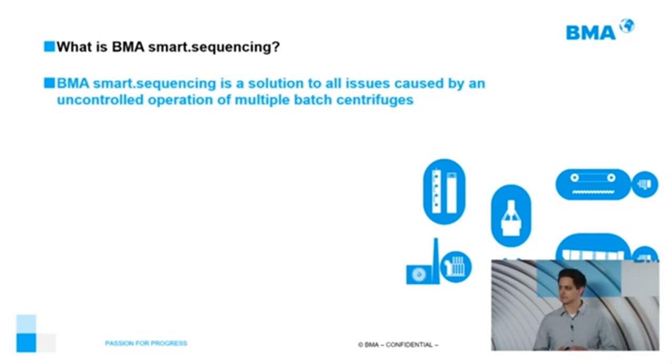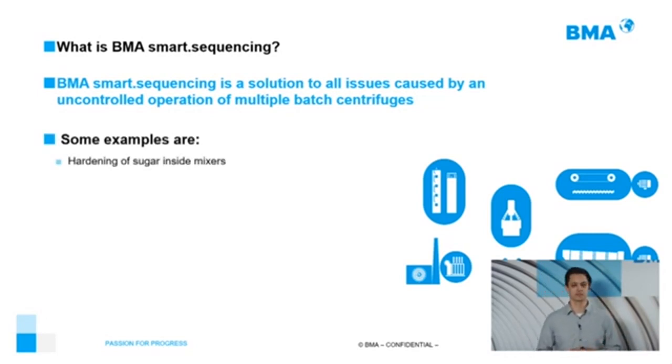Okay, Eduardo, what do you mean with all these issues? Thanks, good question. Let's now look at examples of some issues. The first one is the hardening of sugar inside mixers. Let's take, for example, a customer who has a 30 meter mixer. At one end of the mixer, there's a centrifuge making 25 cycles, and at the other end of the mixer, there's a centrifuge making 20 cycles per hour.